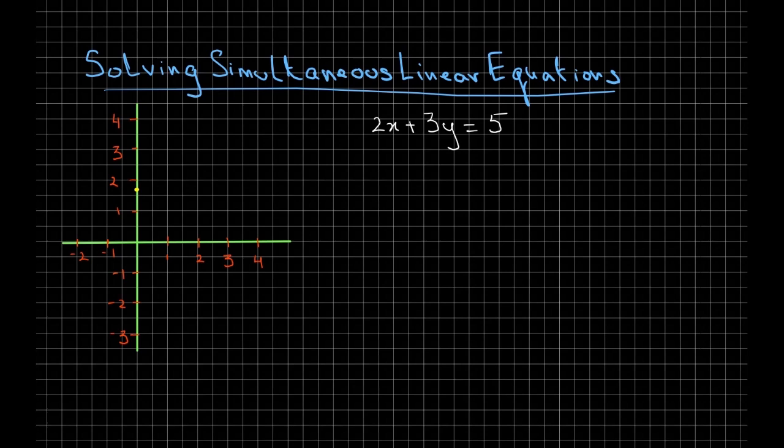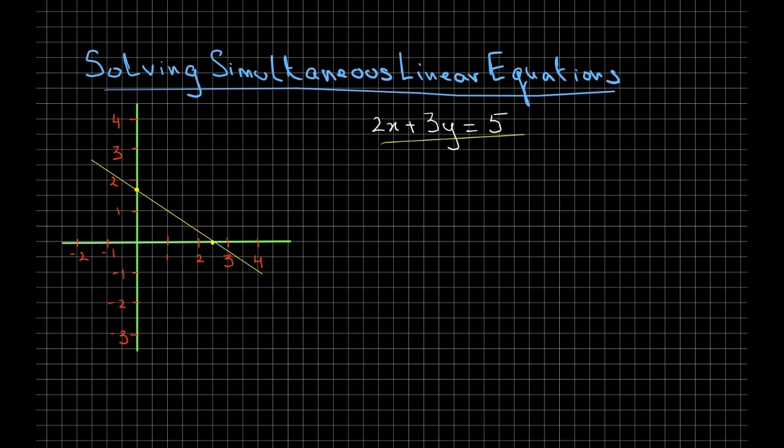And when y is equal to 0, x is equal to 5 over 2, which is 2.5. So this would be this point, right? So the line would look something like this. I can draw this line through these points. Maybe not exact, but this is roughly what it looks like. So the line 2x plus 3y equal to 5 looks something like this.